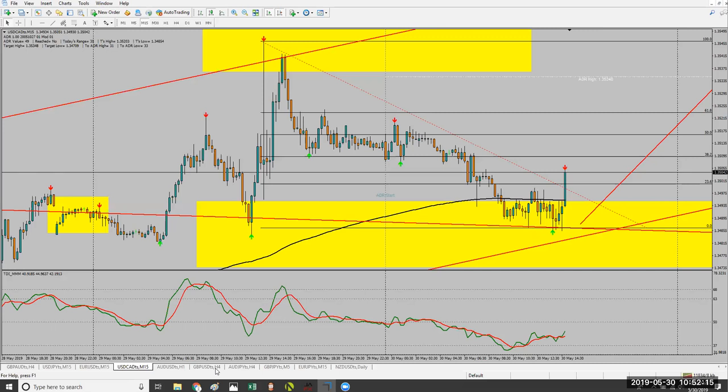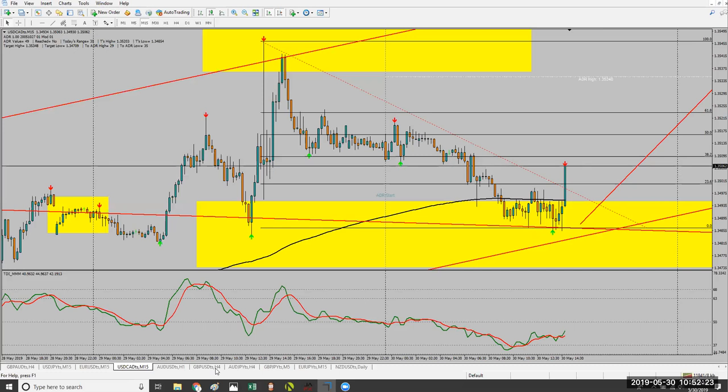I have no idea. Not a clue. Euro GBP. Okay, I'll go take a look at that. Oh, wow. She's pushing right up.